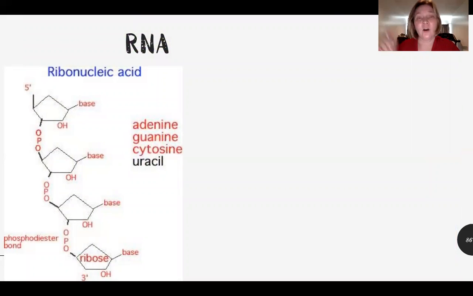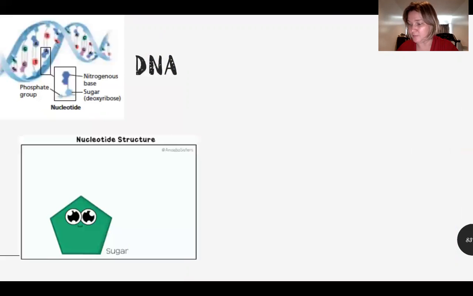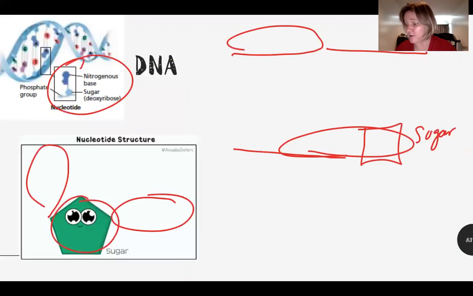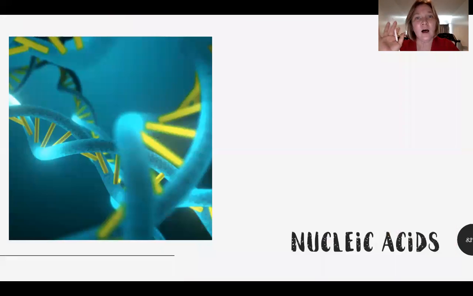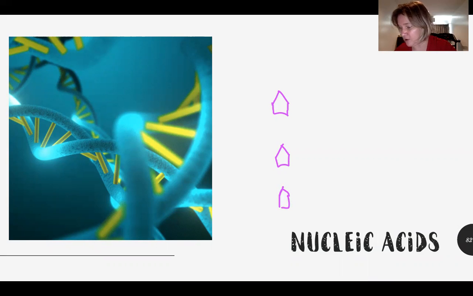Okay, so before I go to RNA, I'm going to go back to a blank screen. I just want to emphasize how the nucleotide is built to form a DNA molecule. So first thing I have is I've got my sugar. And then attached to the sugar is the phosphate.